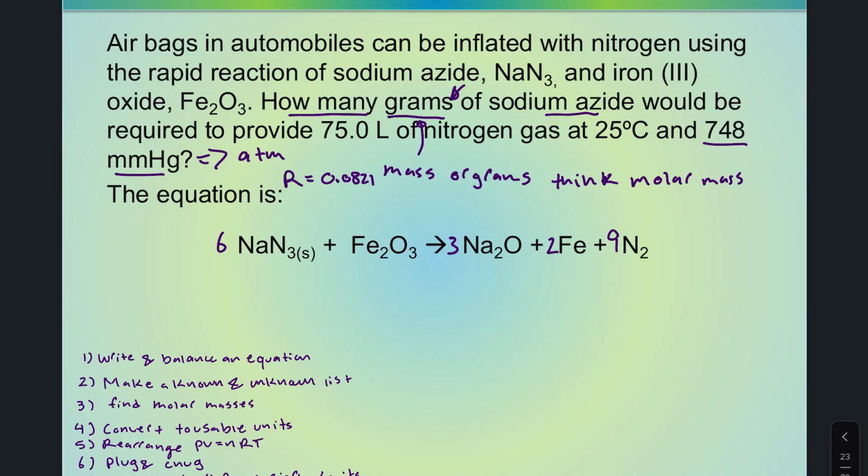And we will double check. We have 6 sodiums, 6 sodiums. We have 18 nitrogens, 18 nitrogens, 2 irons, and we have 3 oxygens. So now it is balanced.